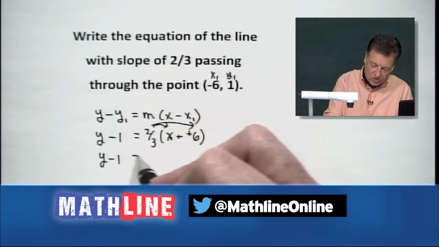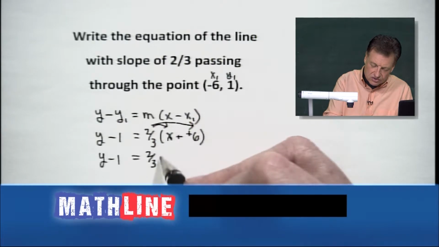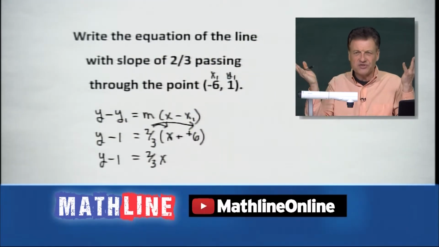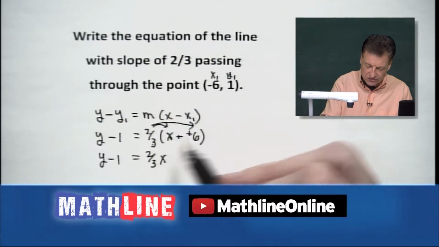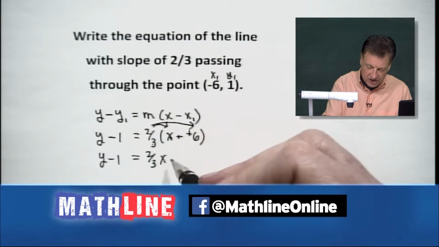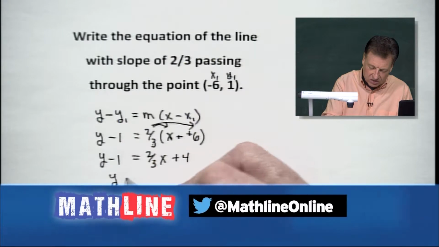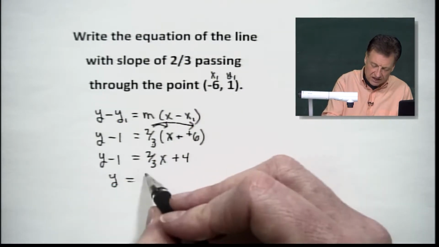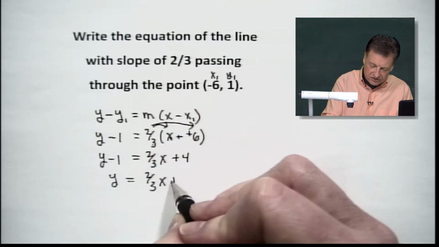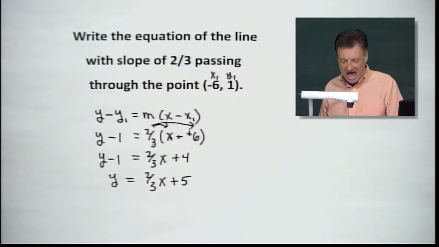You got y minus 1 equaling 2/3 x. Oh, what's 2/3 of 6? Well, how about it? We can knock 3 into 6 because 2 times 2, we got a 4. This time it looks like we're going to have y equals, I'll go ahead and kick that 1 over, right? 2/3 x plus 5, all right?